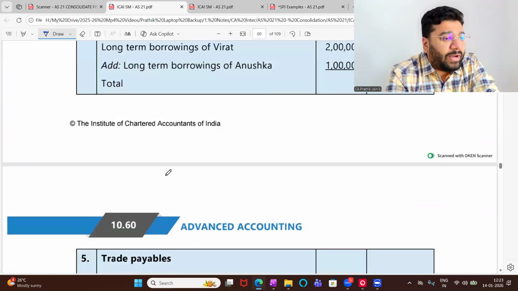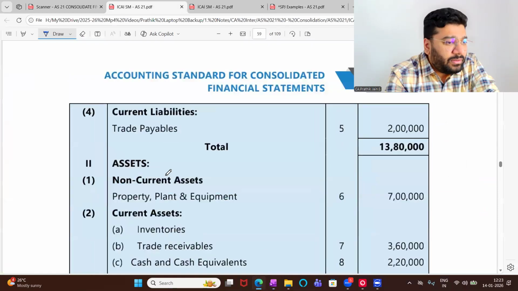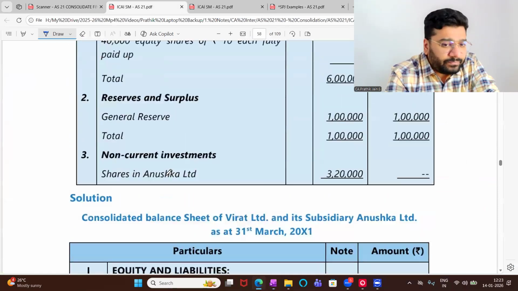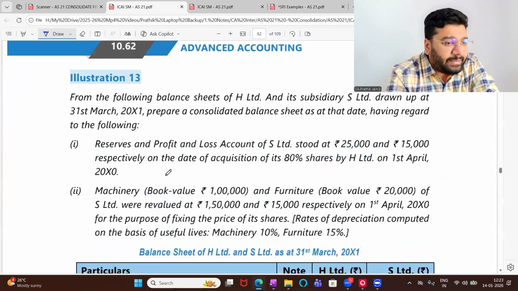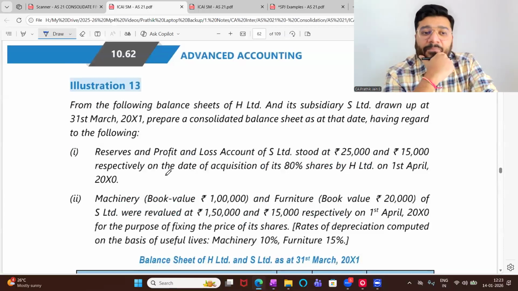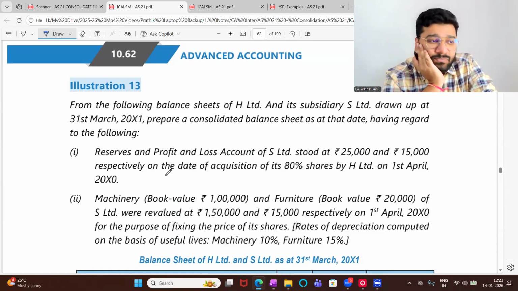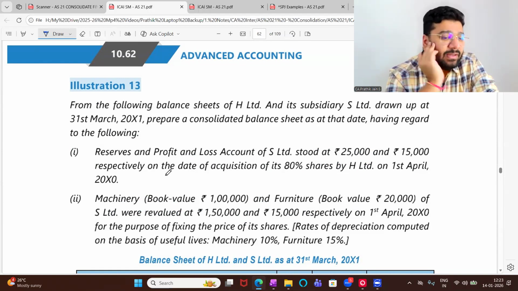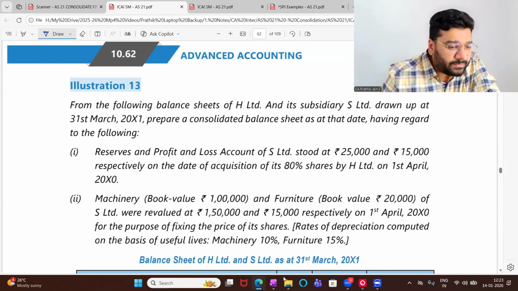Now, before I go to the next example, let me do a simple question. Take illustration 13. This is with depreciation, but it is comparatively simpler, because the next two examples that I'm going to take are a little bit challenging. So we'll do the simple question first, illustration 13, then we'll go back to the two examples.